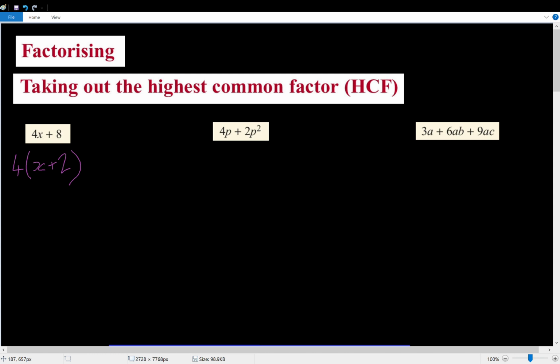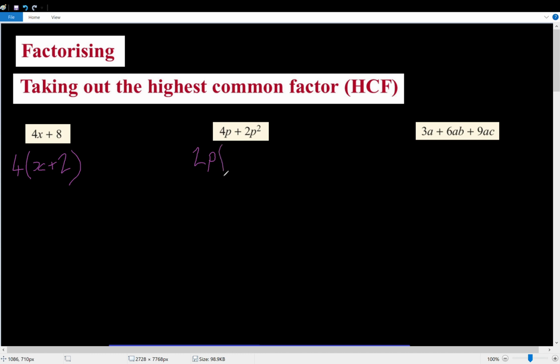Let's take a look at another example. This time we've got a letter in both of the terms in our expression. So first things first, we're going to find the highest common factor for our numbers. So our highest common factor for 4 and 2 is 2. 2 is the largest number that will divide into both of them evenly. So we start by writing in 2. Then we look to the letters. The largest factor that will divide into p and p squared is p. So we can say the highest common factor for them is going to be p. So the highest common factor for these two terms is 2p.